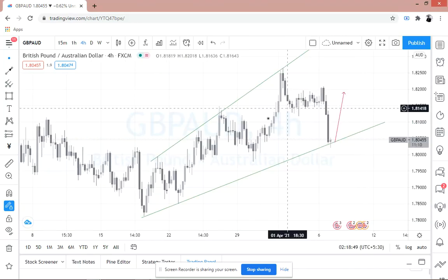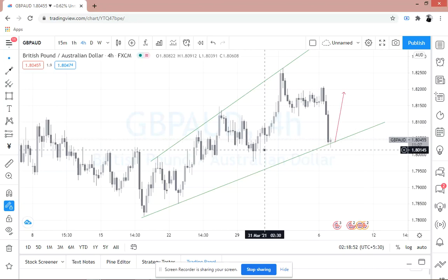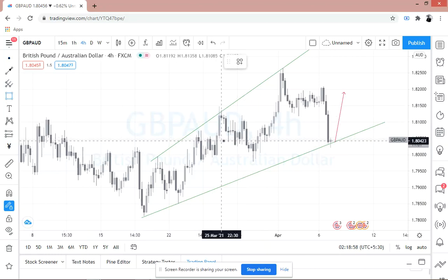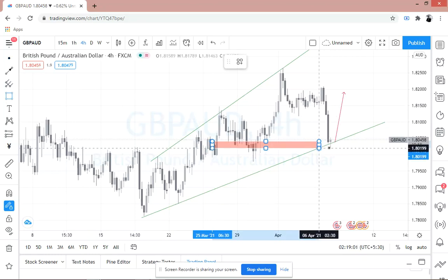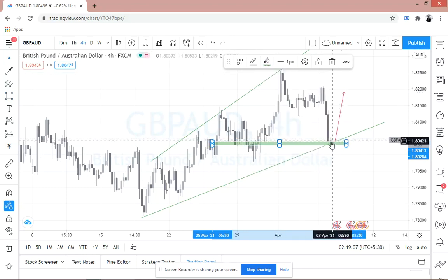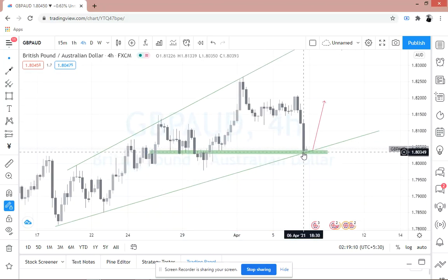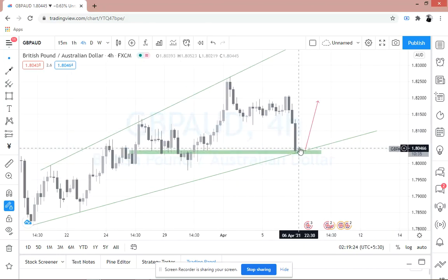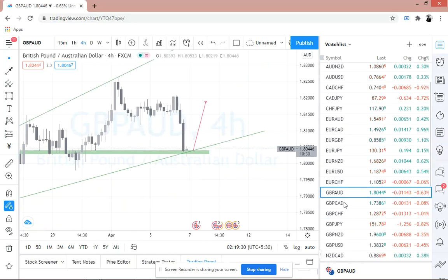Now we can see from this support level, we have some buyers at this area. Just like what happened here, we have this rejection from buyers because there are some buyers at this area. Then we have a green candle that formed. Wait for the green candle to close as a hammer or a pin bar before you start buying. If the candle does not close as a hammer or pin bar, don't buy.